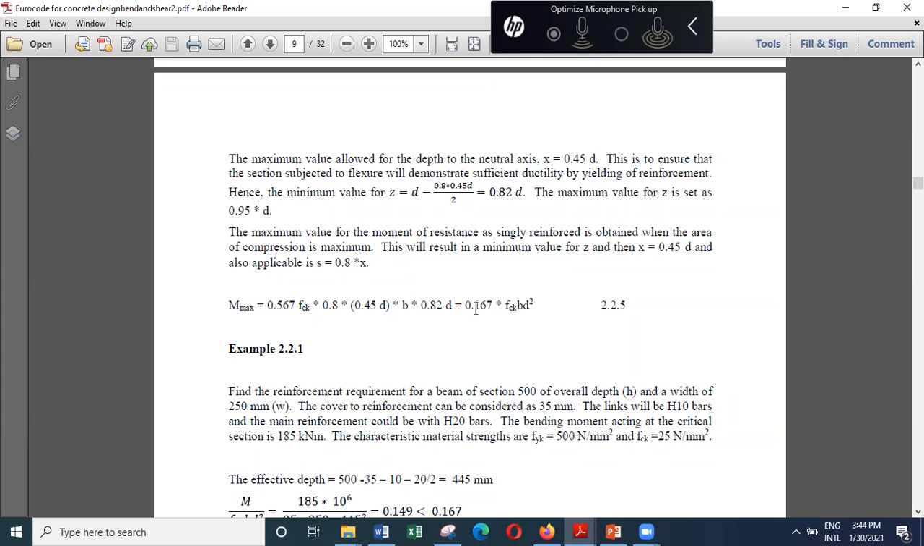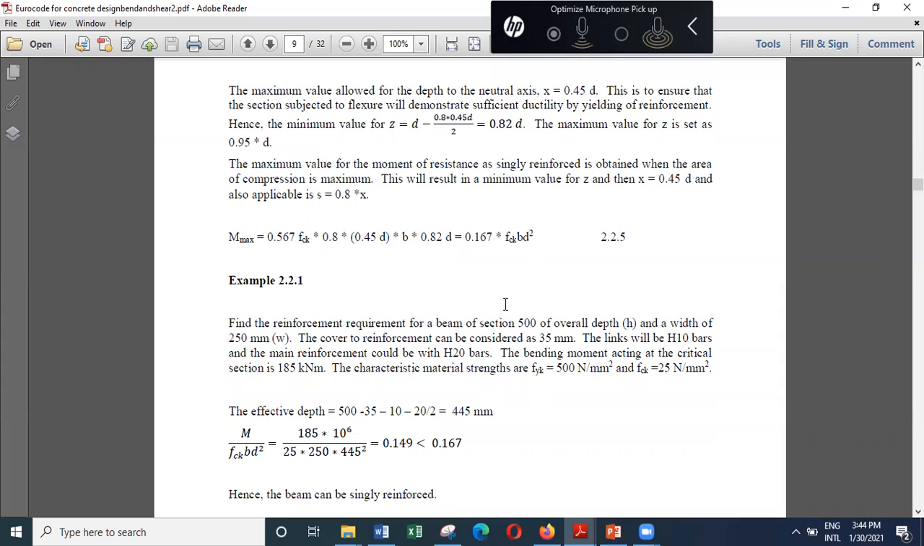So we can find this equation. M_u max is equal to 0.167 fck b d squared. And from that, we can see that we can easily find whether we can design it as a singly reinforced member. So let's have a look at a few examples fairly fast.